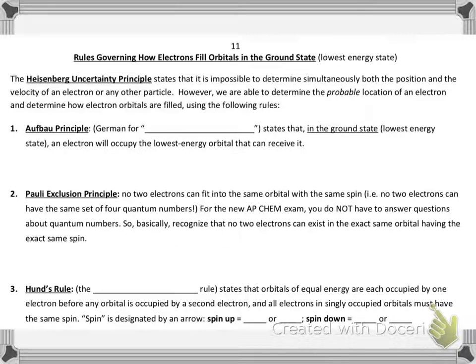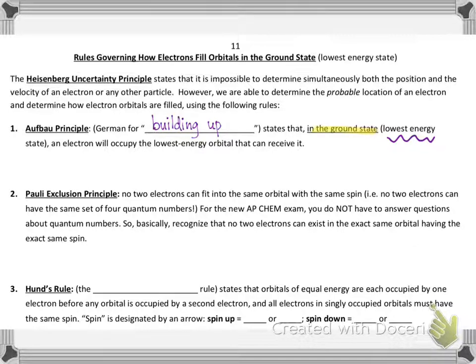The first one is the Aufbau principle. Aufbau is German for building up. And now it's talking about electrons in the ground state, which means they're in their lowest energy state. They're going to go into the lowest energy orbital that's open. It's called building up because if you're going to build a multi-story building, you can't start building the 7th floor first. It will crash to the ground and become either your first floor or rubble. You have to start on the first floor.